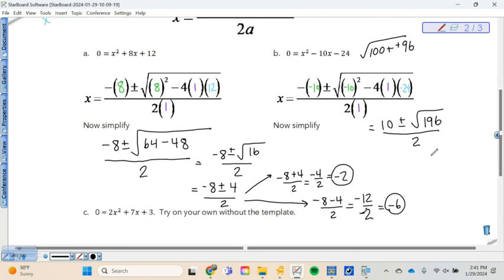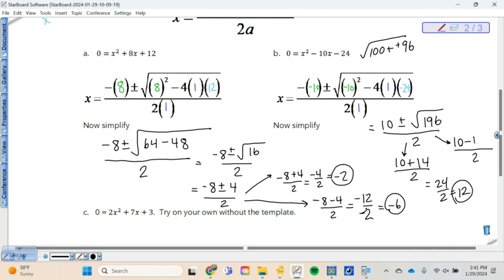And this is where it splits into two different solutions. So it's going to be 10 plus the square root of 196 divided by 2, or 10 minus the square root of 196 divided by 2. So what is the square root of 196? 14. So one of my solutions I find by doing 10 plus 14. What's 10 plus 14? 24 divided by 2. 12, yes. So 12.